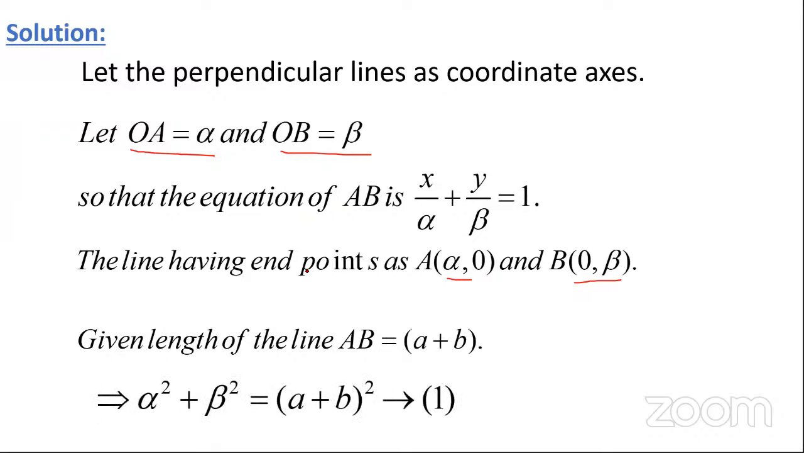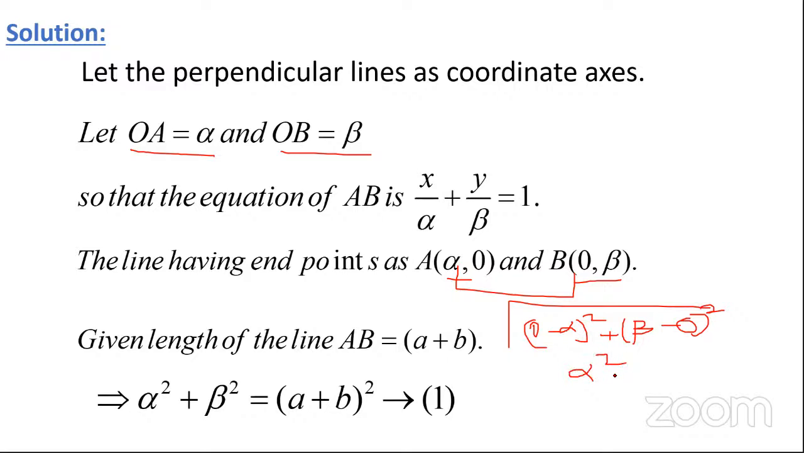So the distance between those two points is the square root of alpha minus 0 whole square, or 0 minus alpha whole square (x2 minus x1 whole square), plus beta minus 0 whole square. You will get the square root of alpha square plus beta square. Squaring on both sides, the root cancels and you get alpha square plus beta square equal to a plus b whole square. This is equation number 1.